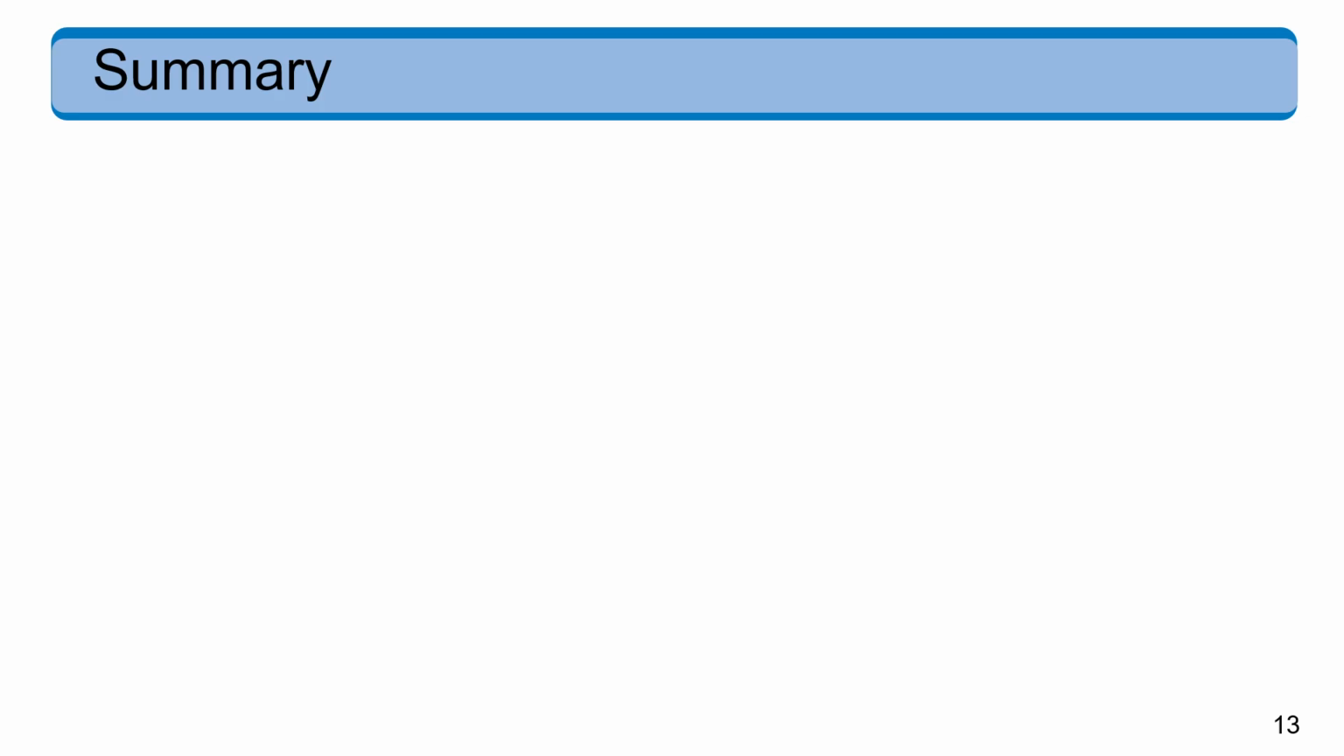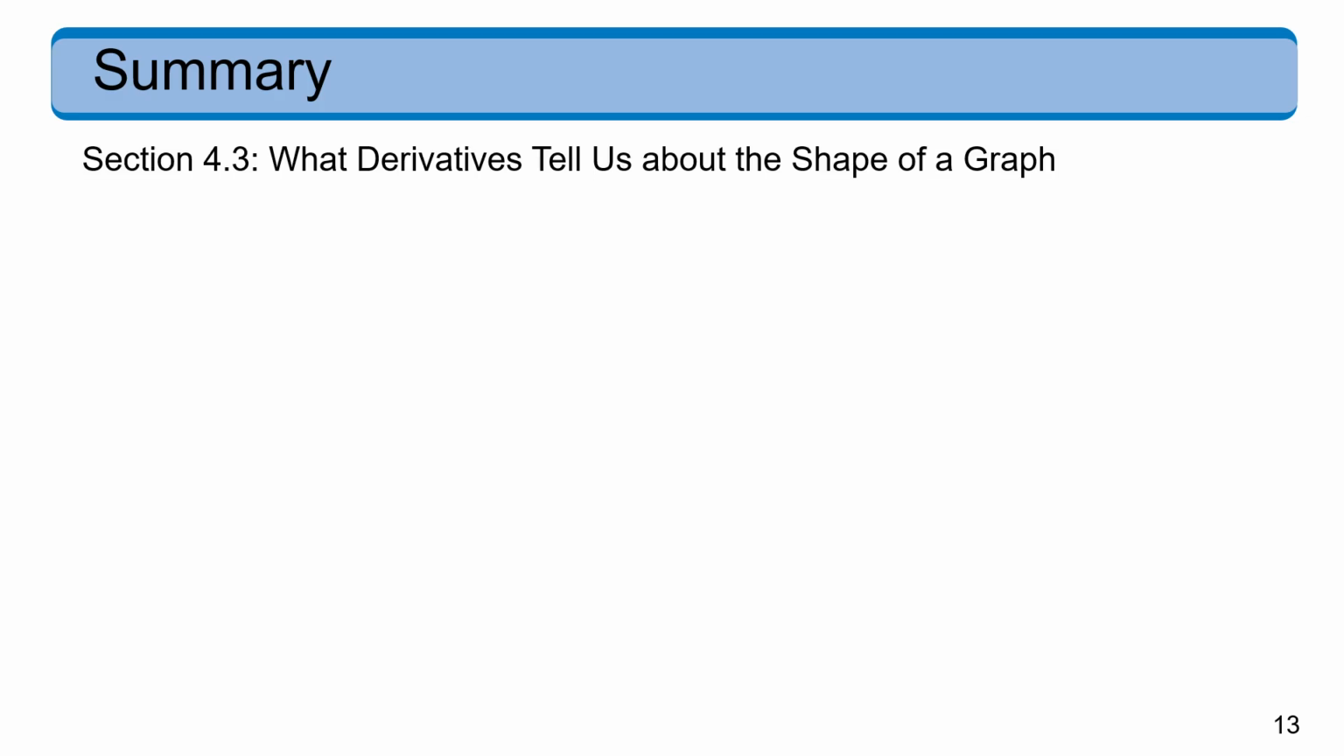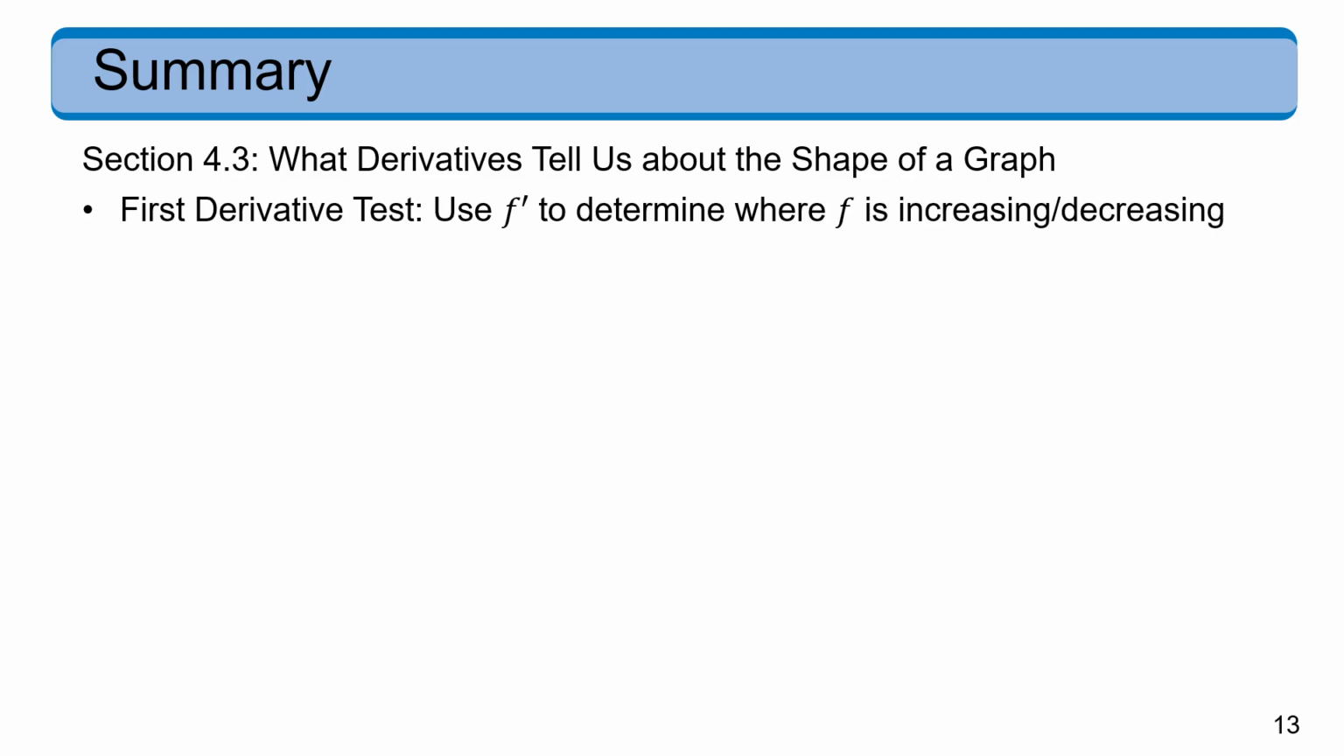We spent all of today talking about part of section 4.3, what derivatives tell us about the shape of a graph. So we started by introducing the first derivative test, and this test tells us how to use the derivative of a function to determine where the function itself is increasing and decreasing. So that's an important thing to know about understanding the shape of a graph. We also saw how we could use the results from that same test to help find local max and min.